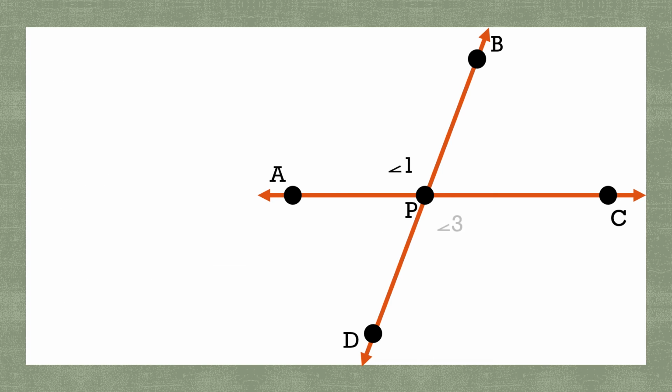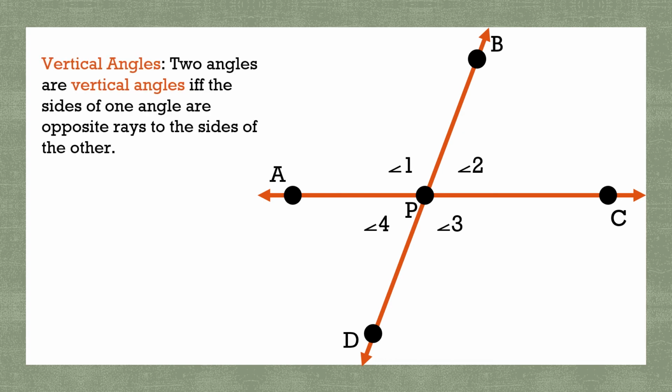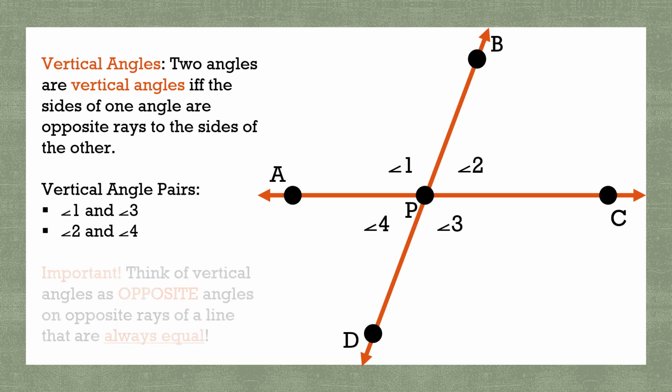So let's talk again about angles 1 and 3 and angles 2 and 4. They seem kind of like opposites or mirror images, and I want you to keep that idea in mind, because we actually call these vertical angles. And while the definition is going to sound a little complex, the idea behind it really isn't so difficult. So 2 angles are vertical angles if and only if the sides of one angle are opposite rays to the sides of the other. Well, what that really means is that our vertical pairs here are angles 1 and 3 and angles 2 and 4. And this is because they have opposite rays from one another.